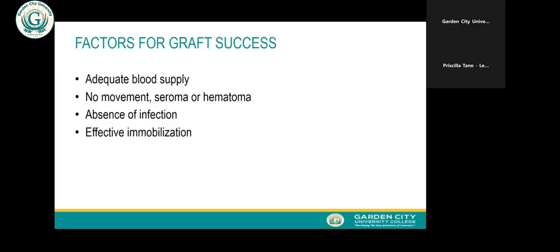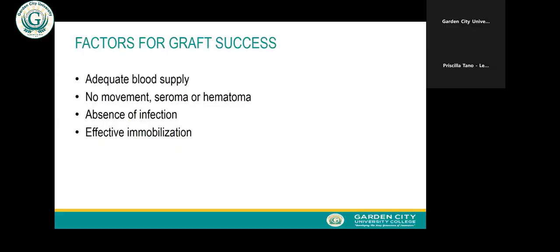There should be a highly vascularized bed. There shouldn't be any hematoma formation, any seroma formation. There shouldn't be any movement. You said that earlier on, right? There should be absence of infection. And then we have to still maintain effective immobilization.